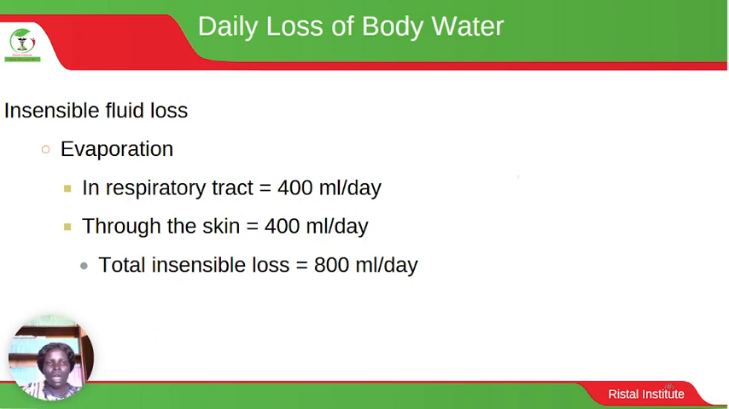Here we can talk about evaporation, and there are two ways through which water evaporates from our bodies. One is through the respiratory tract. Every time we breathe out, the moisture that comes out together with the air and the carbon dioxide makes water evaporate from our body. That kind of evaporation can lead to up to 400 milliliters of water lost per day.